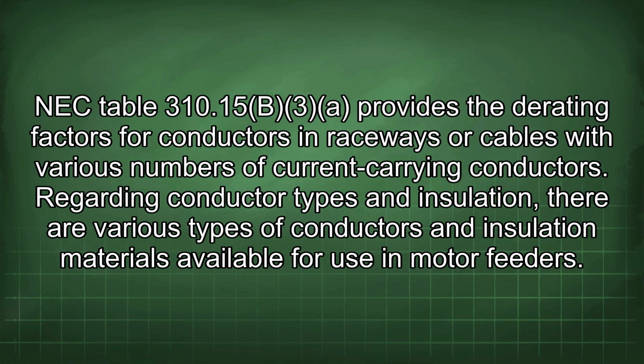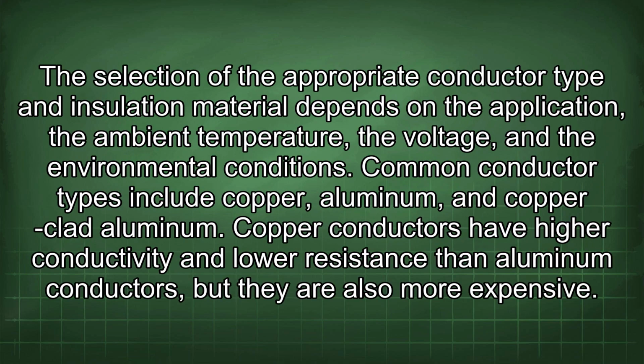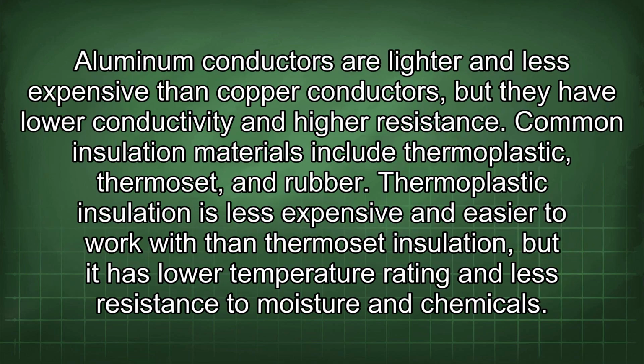Regarding conductor types and insulation, there are various types of conductors and insulation materials available for use in motor feeders. The selection of the appropriate conductor type and insulation material depends on the application, the ambient temperature, the voltage, and the environmental conditions. Common conductor types include copper, aluminum, and copper-clad aluminum. Copper conductors have higher conductivity and lower resistance than aluminum conductors, but they are also more expensive. Aluminum conductors are lighter and less expensive than copper conductors, but they have lower conductivity and higher resistance.